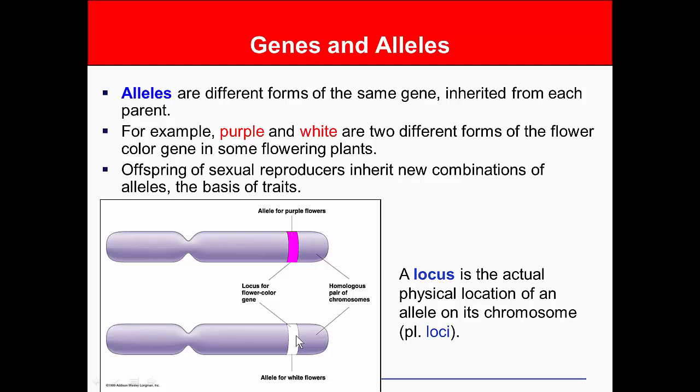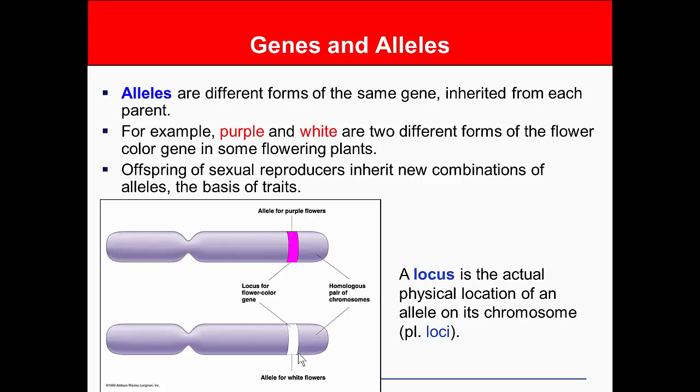And that means the location, or the locus, on the homologous chromosome is going to be in the same place. And this parent had a slightly different version of flower color, right? So they both hold information on these chromosomes for determining the color of the flowers. But what's different is what color it's going to end up being. In this case, the parent has an allele for purple, and this parent had an allele for white.